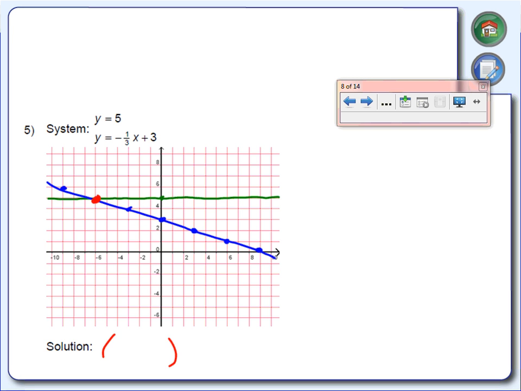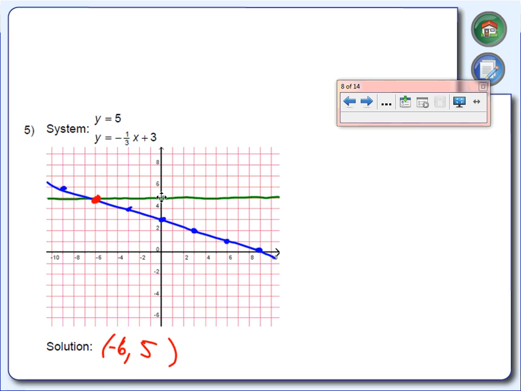All right, that is it. Now we're looking for the point of intersection, and that point of intersection is right there. The question is, what is that point? What is that ordered pair, guys? Negative 6 and positive 5, right? Negative 6, positive 5. That is the only ordered pair that satisfies both of our equations. That is the solution to the system.